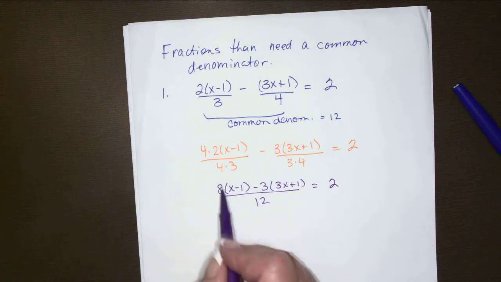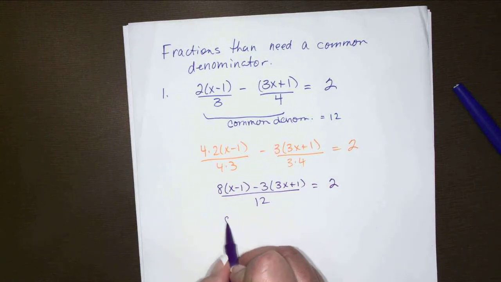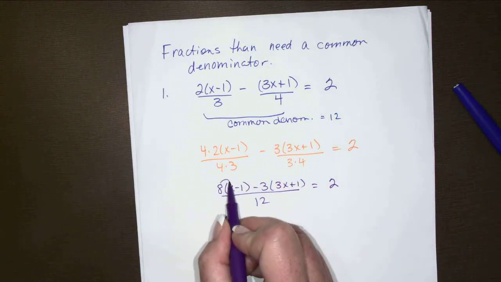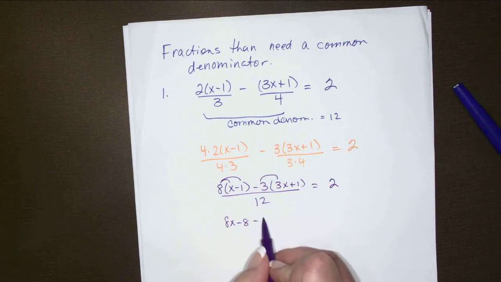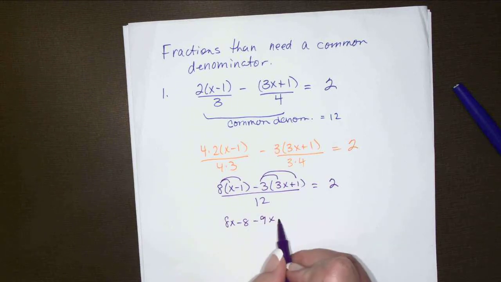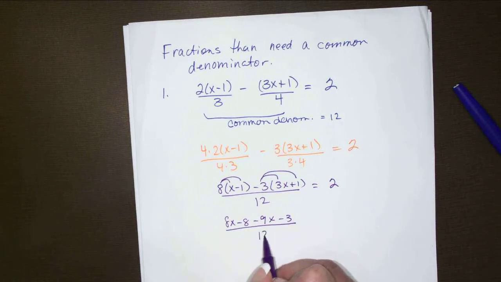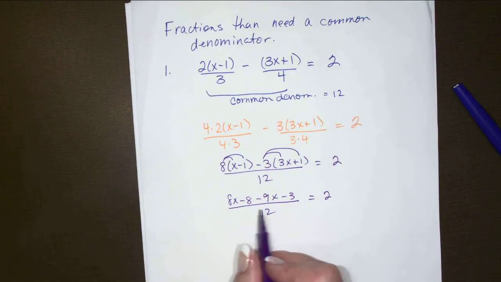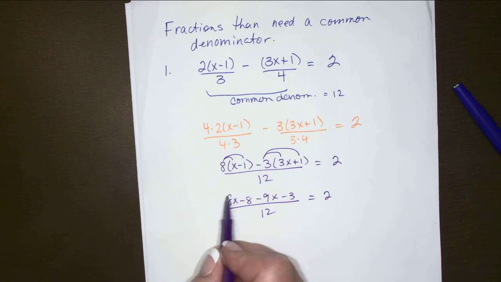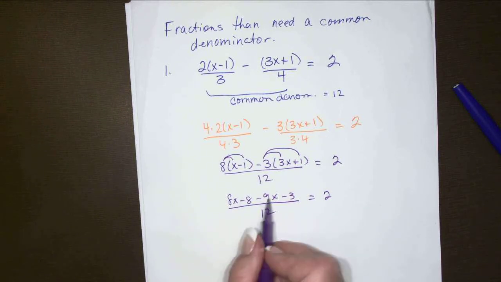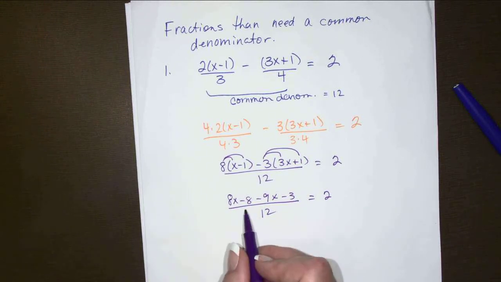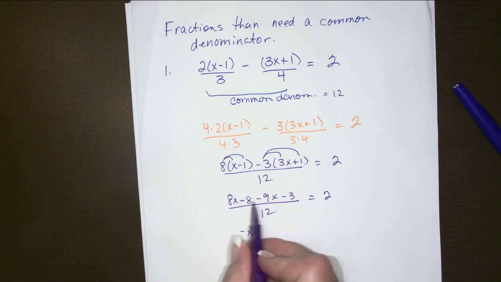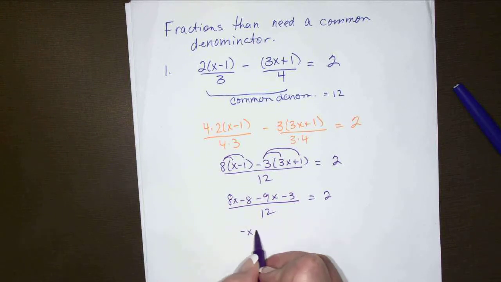We can work out the numerator, so this will be 8x minus 8, minus 9x minus 3. What can we do with that 12? That would be the cross multiply bit, yeah. So I'm just going to finish the top first. We have 8x minus 9x, negative x, and minus 8 minus 3, minus 11.